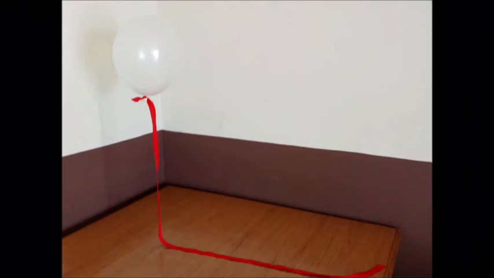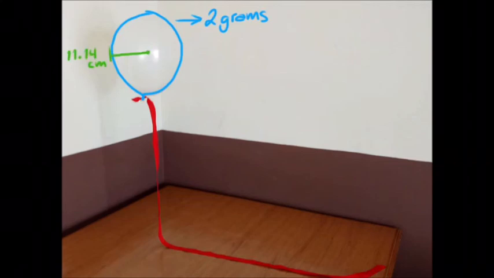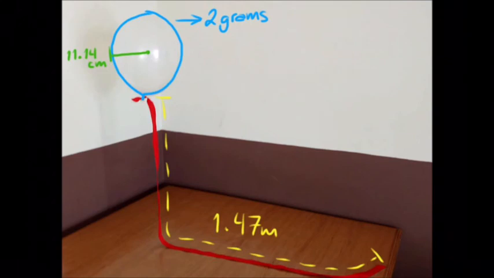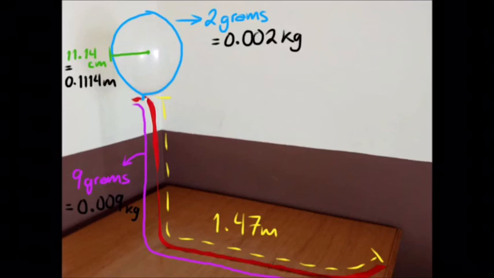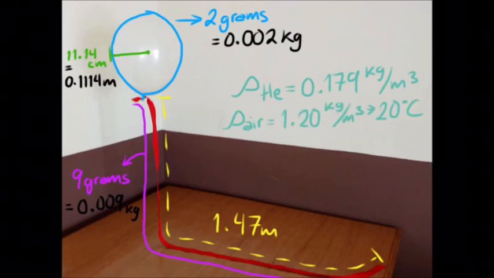We are going to gather all the data we obtained from our balloon. The mass of the envelope is equal to 2 grams and the balloon radius is 11.14 centimeters. The total length of the string is 1.47 meters and its mass is 9 grams. It's important to take into consideration the densities involved in the experiment, as helium and air at 20 degrees, and the formula to get the volume of a sphere.